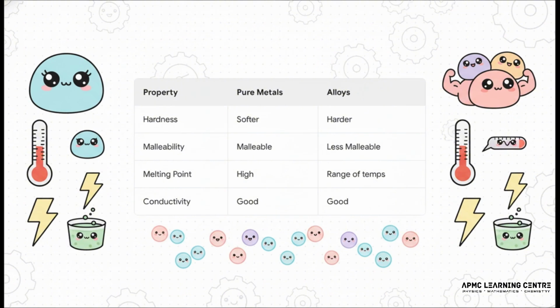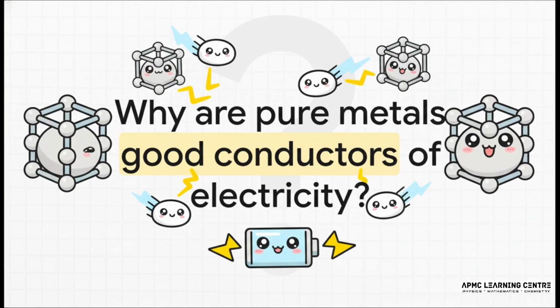Pure metals have one single short melting point. But alloys melt over a range of temperatures. But look at conductivity. They're both good conductors. And why is that? Because they both still have that sea of mobile electrons to carry a current. And as for why they don't dissolve, well, those metallic bonds are just way too strong to be broken apart by your average solvent. Ready for a quick quiz to see if it all stuck?